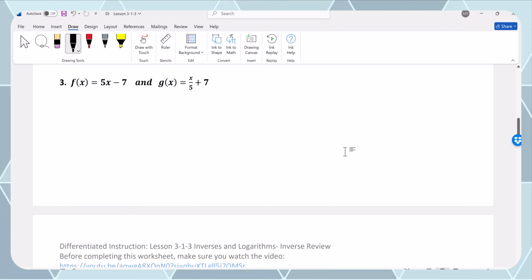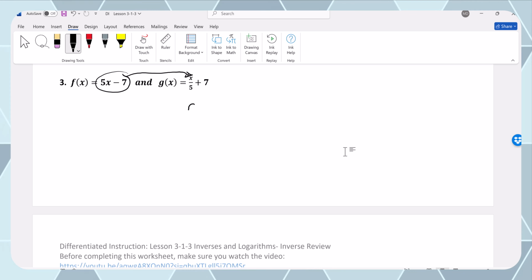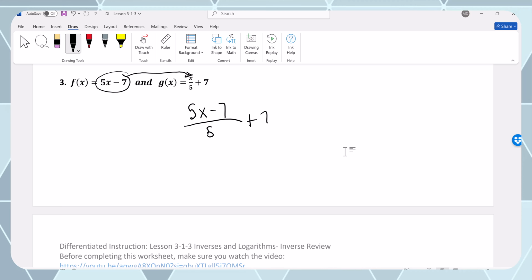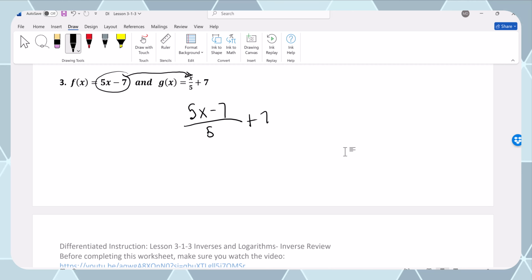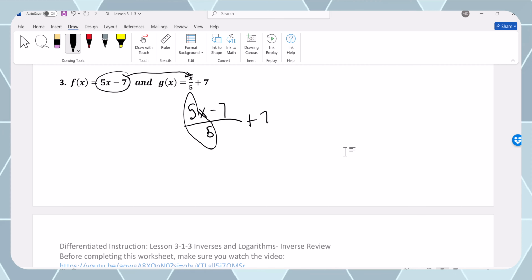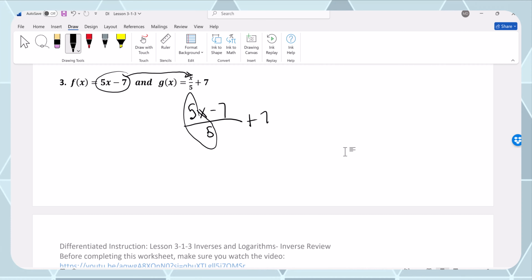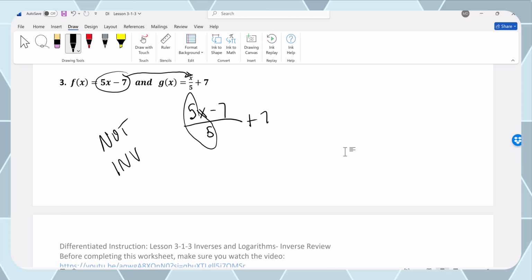Now for the next one, if I plug it in, you get 5x minus 7 all over 5 and then plus 7. Now, these 5's do not cancel out. That does not cancel out. Actually, nothing cancels out. It doesn't reduce. And so therefore it doesn't simplify down to x. And so therefore these are not inverses.